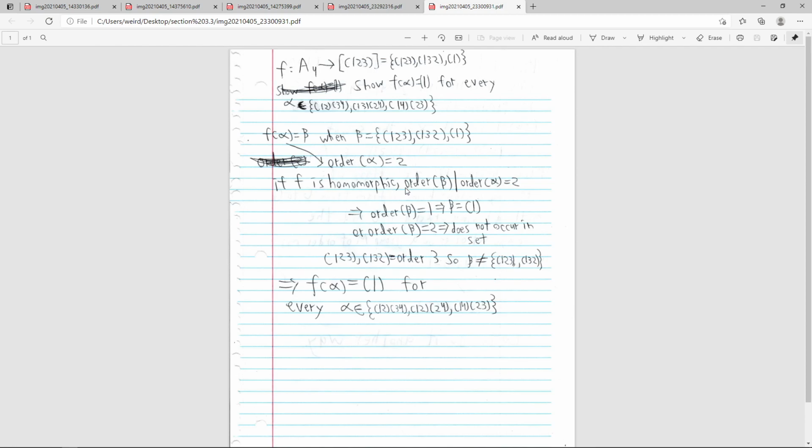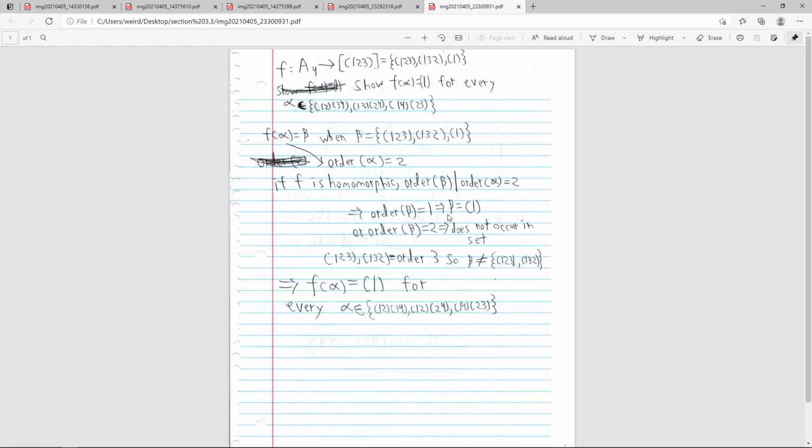If F is a homomorphism, the order of beta divides the order of alpha, and the order of alpha equals 2 here, just note that. So the order of beta has to divide the order of alpha, which is equal to 2. So the order of beta divides 2, which implies that the order of beta equals 1 or 2.